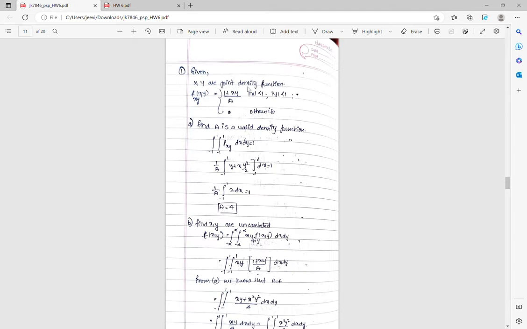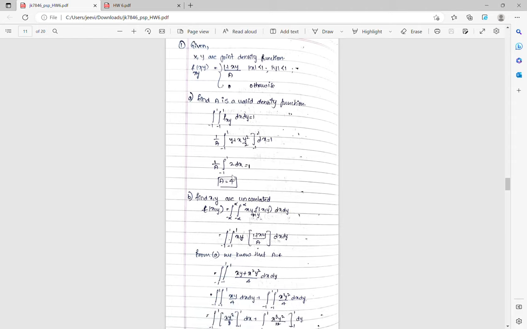Given x and y are joint density functions and f of x comma y is equal to (1 plus xy)/a for |x| less than 1 and |y| less than 1, 0 otherwise. Now in the first part we're supposed to calculate a. Now we know that for a valid density function, the integral from minus 1 to 1 of f of xy dx dy is equal to 1. Since f of x comma y is equal to (1 plus xy)/a, let's substitute that here, and upon doing the integration we will get the value of a is equal to 4.